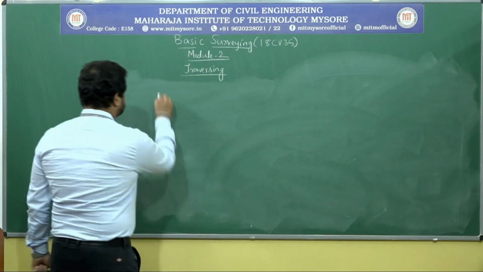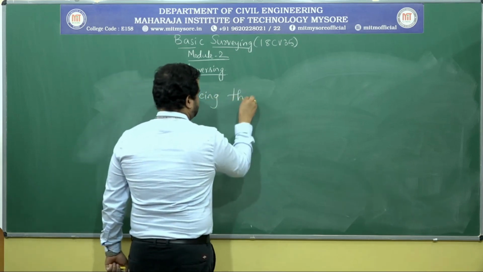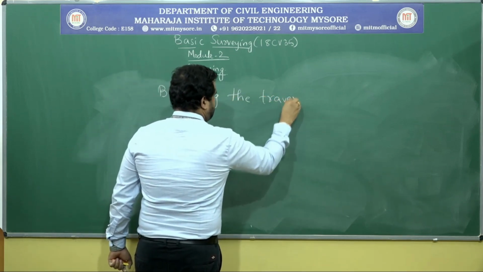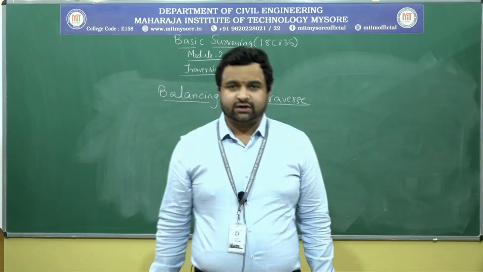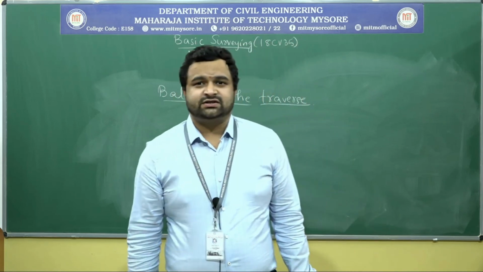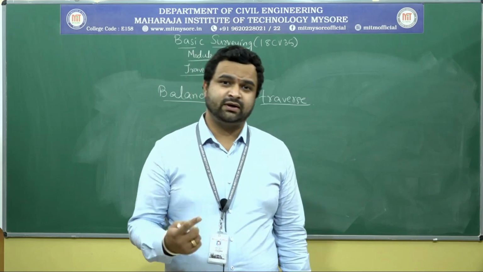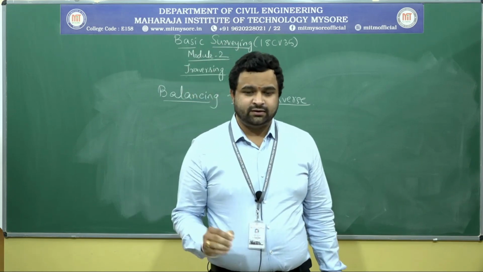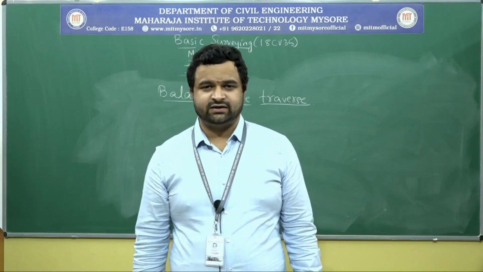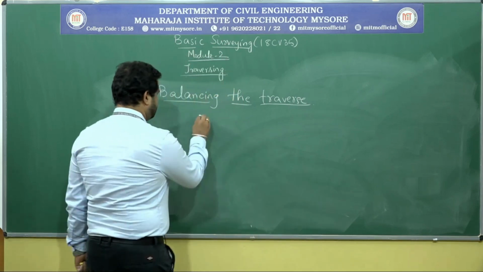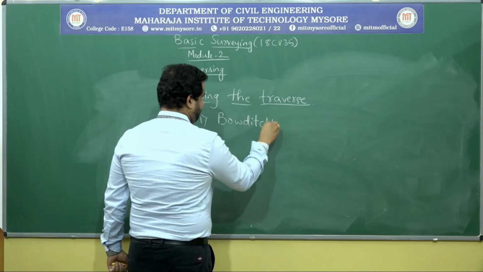Okay, balancing the traverse. This is a very important topic in this particular unit. How do you balance the traverse? The term balancing is generally applied to the operations of applying corrections to latitudes and departures, so that sigma L is equal to 0 and sigma D is equal to 0. This applies only when the survey forms a closed polygon. So, there are some common methods of balancing the traverse, that is, the first one is Bowditch rule.